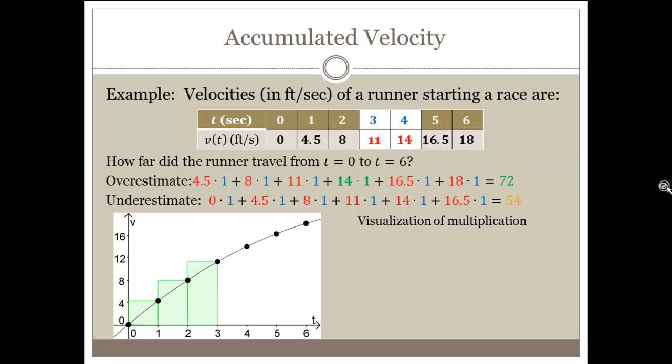Next, we look at the time interval from 3 to 4. Here we computed that the distance traveled was v of 4 times delta t, which was 14 feet per second times the 1 second time interval to give 14. This can be represented as a rectangle of height 14 and width 1. This rectangle of area 14 can be put on our graph over the time interval from 3 to 4.